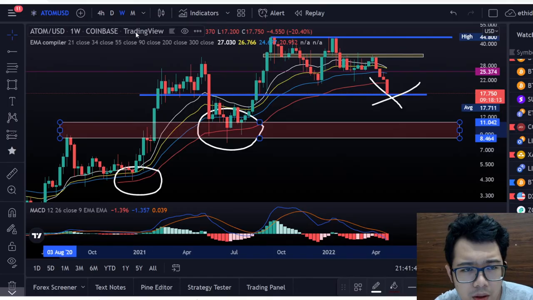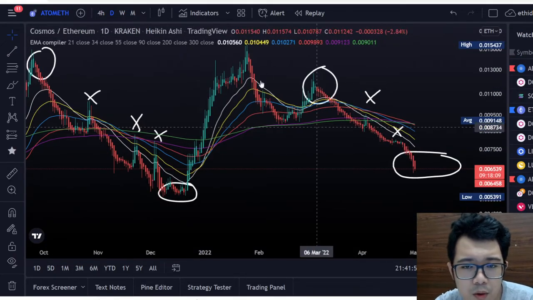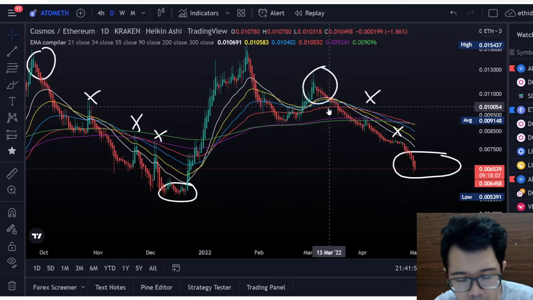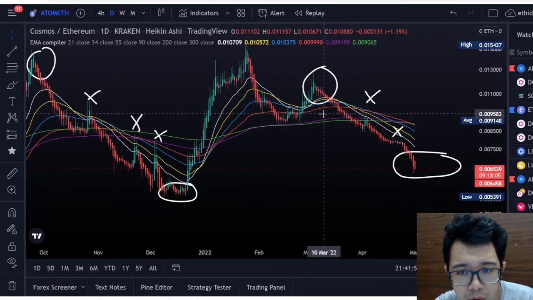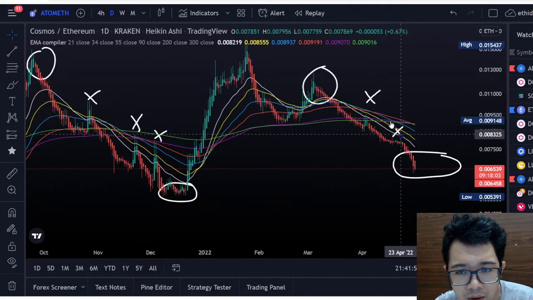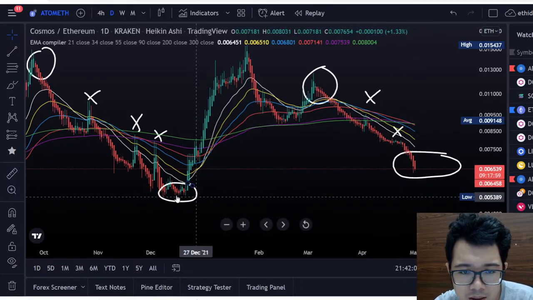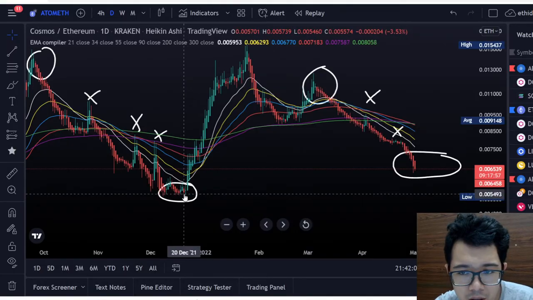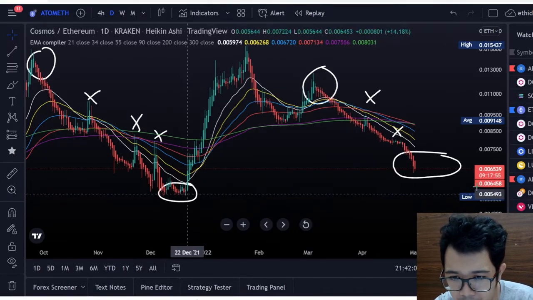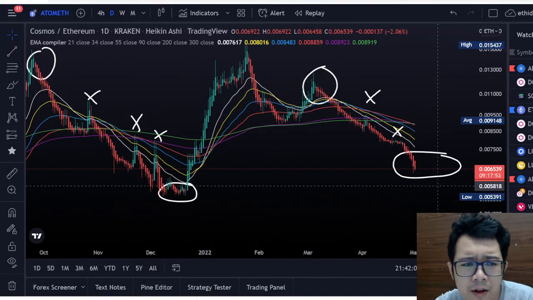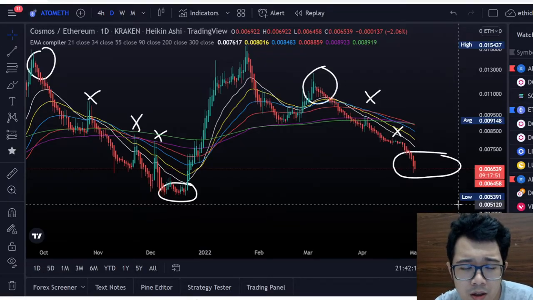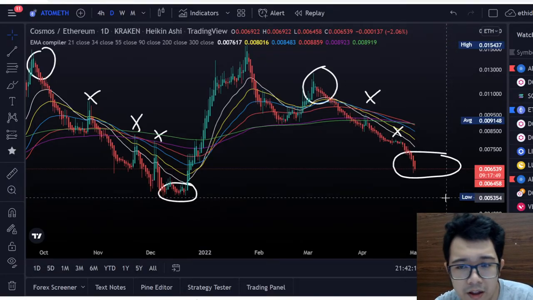Before we talk about Atom Cosmos against the USD, you need to know first about Ethereum. Ethereum is the mother of the altcoin. And you know that we have two fake outs. That's why we don't know the bottom. Maybe the bottom can go back to December 21 in here, so back to 0.0055. So you can multiply where the Atom price is against the price of Ethereum.